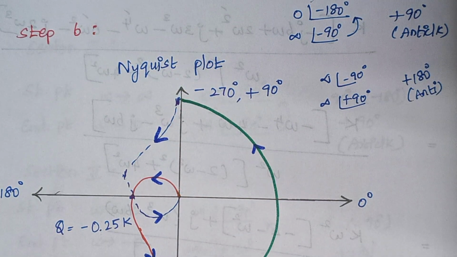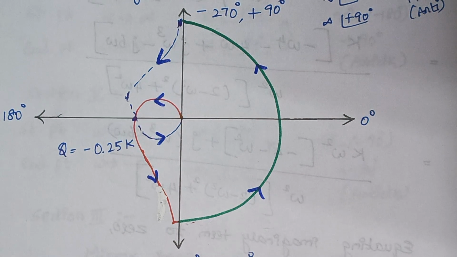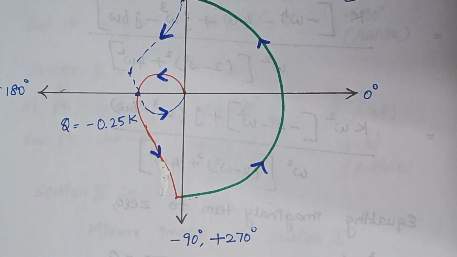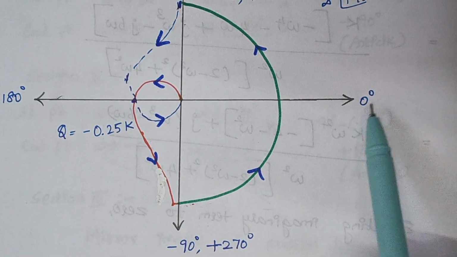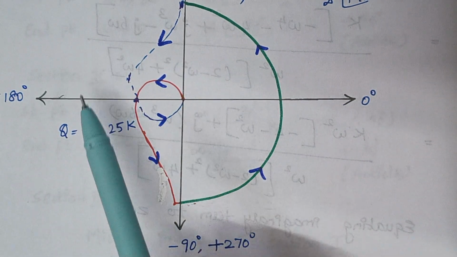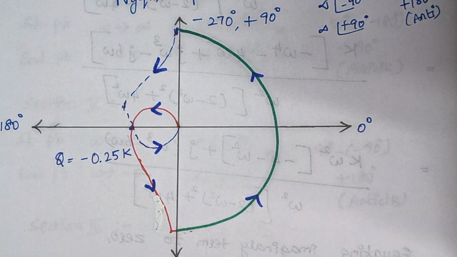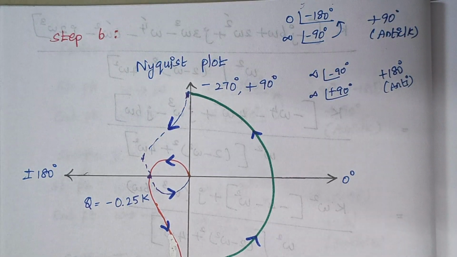Now we are going to draw the original Nyquist plot, and here this is your respective x-axis and y-axis, right? So this is our 0 degree. When you move clockwise, the angles are negative. You see, minus 90, minus 180, and here minus 270 degrees. Now we are going to draw the plot.